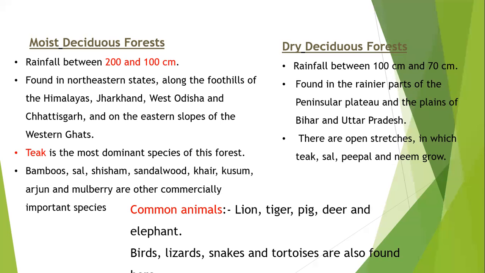And the dry deciduous forests are open stretches in which teak, sal, peepal, and neem grow. Common elements in both of them are lion, tiger, pig, deer, and elephant. Birds, lizards, snakes, and tortoise are also found here.